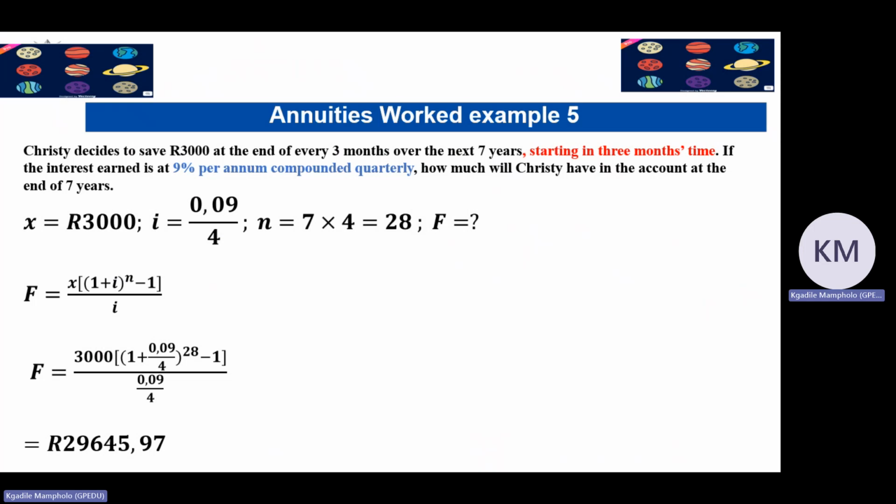Now you substitute, and then it means at the end of 7 years, if Semi deposits 3,000 at the end of every 3 months for 7 years, then Semi will have 29,645 rand 97 cents.